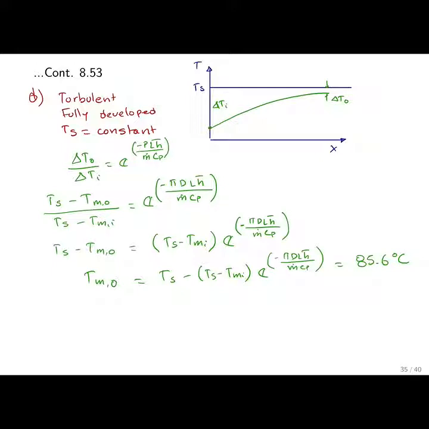Now if we want to compute the total heat transfer, we can do a balance of energy. So we have energy at the inlet and energy at the outlet. So Q, the total heat rate, is going to be equal to the mass flow rate, which is the same for the inlet and the outlet, multiplied by the specific heat, and the difference of the mean temperatures at the outlet and at the inlet. So if we replace the proper values, this is going to give us 660 watts.